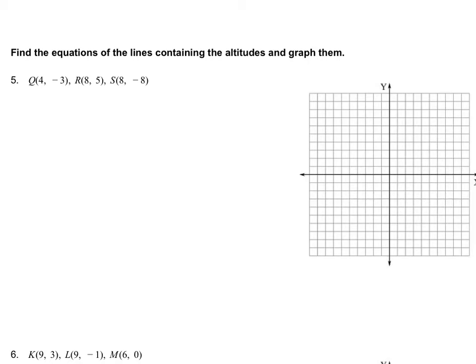Our points, I'm going to do this in black, you guys, so that you can see a little easier. For -3, point Q is going to be right there. And 8, +5, going to be right here. And 8, -8, notice we have a vertical segment there. So 8, -8 is going to be all the way down here.